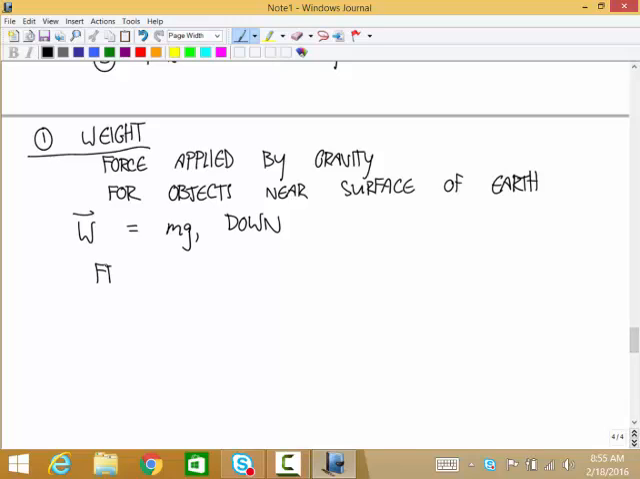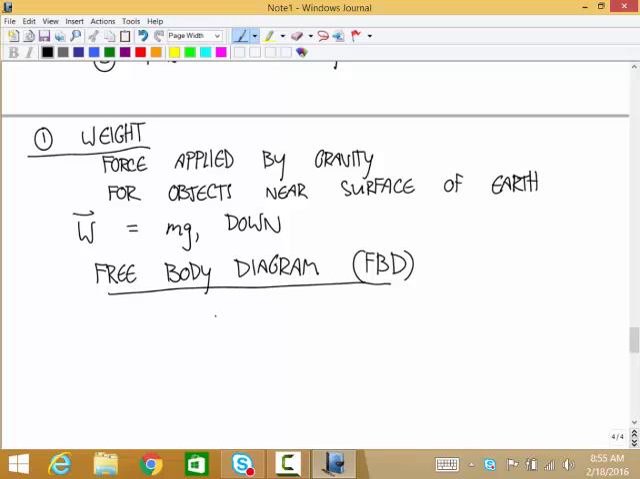Okay, so a free body diagram of an object. I'll always abbreviate that FBD. And so if this is your object and it has a mass of m, the force vector applied by gravity is like that. It's in the downward direction towards the center of the Earth with a magnitude of the mass times 9.81. Okay.